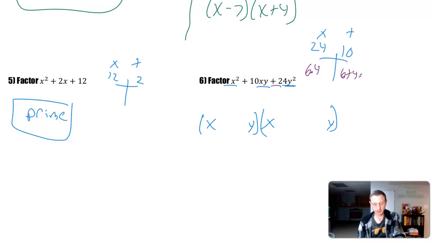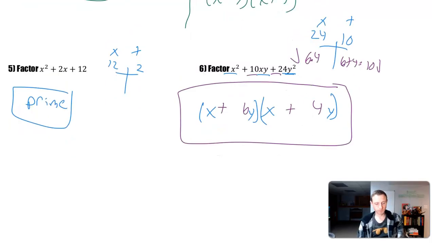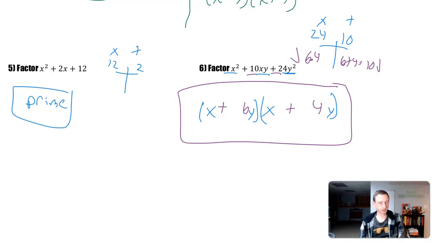They both have to be positive. So that checks. We're just going to write this as x plus 6y and x plus 4y. There it is factored. So don't let that y squared scare you. The end is just going to be y times y. That's all it's going to be.